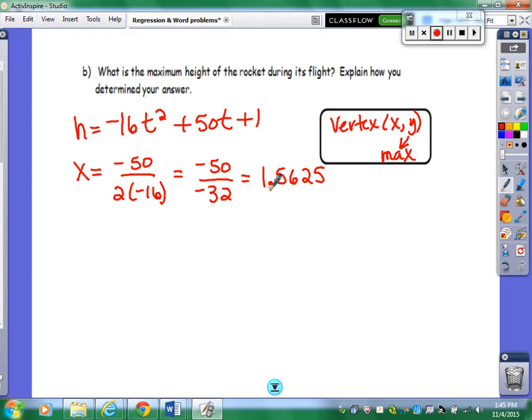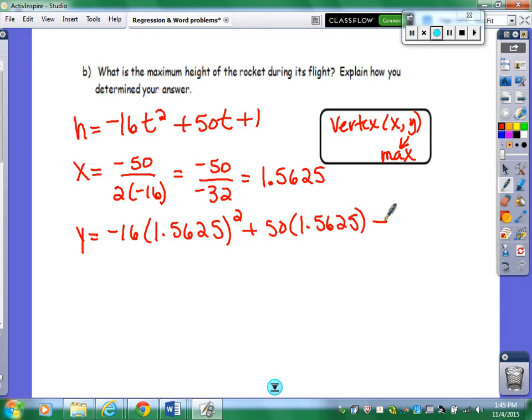Alright, so now to find the y value of the vertex, we're going to take our value and plug it in. This is t. We're plugging it in for t. So negative 16 times 1.5625 squared plus 50 times 1.5625 plus 1. Alright, take a moment, plug that into your calculator. Don't need a graphing calculator, just any four-function calculator will work.